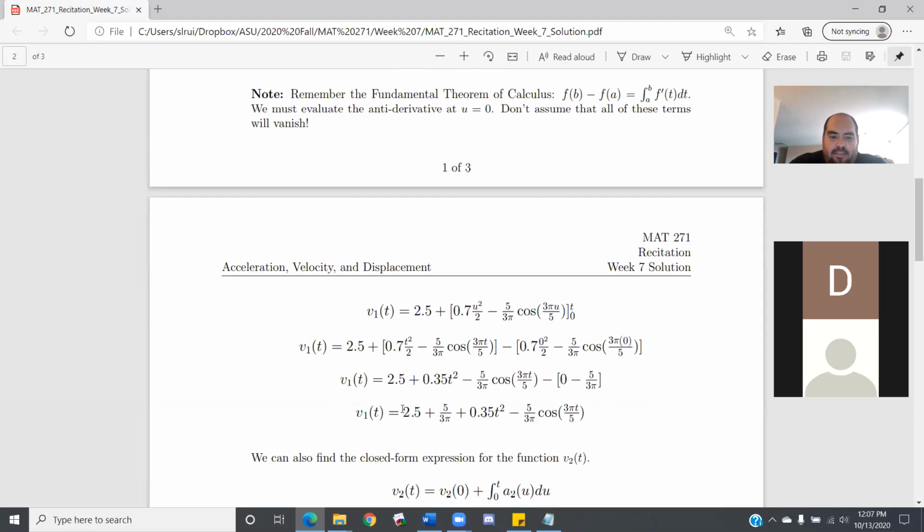And you can't quite do that because, okay, let's say I just left off this 5 over 3 pi term. If I plug in 0 for time here, this term right here is going to go to 0, but this term right here is going to give me a negative 5 over 3 pi, which is why I have to have a positive 5 over 3 pi to really make my initial velocity stand out and be correct. Any questions on that before we move on?